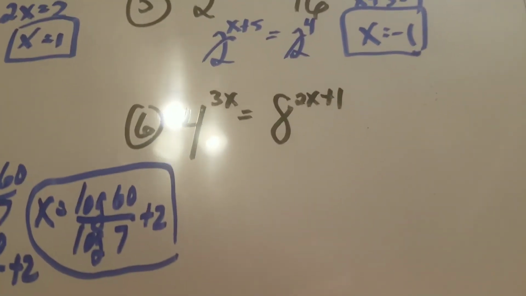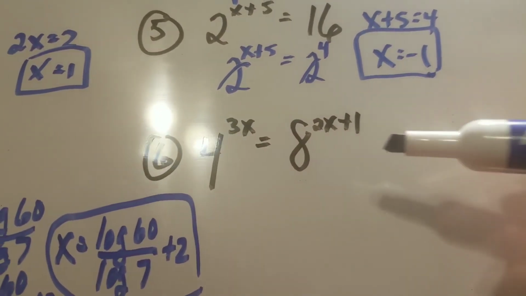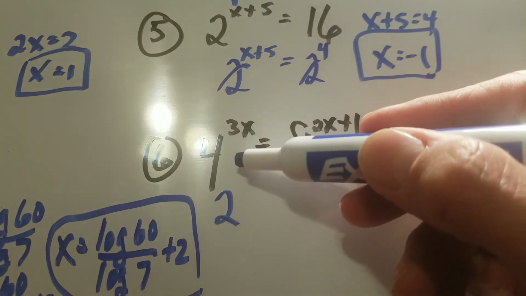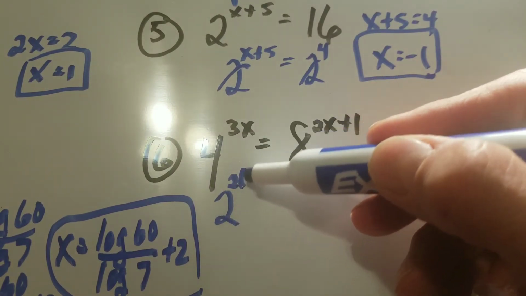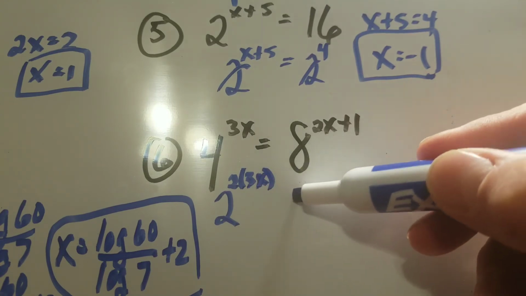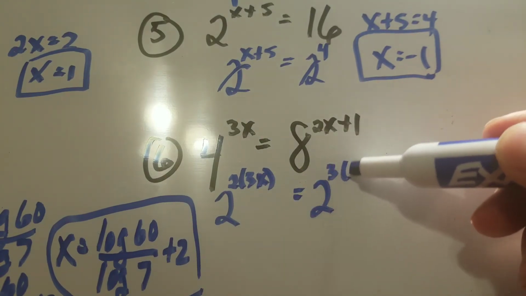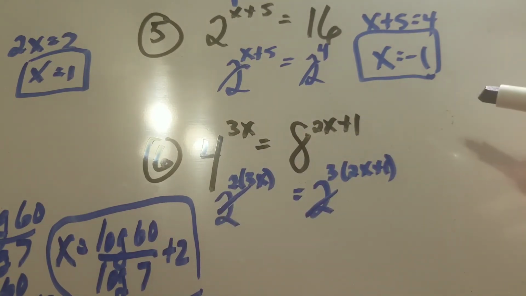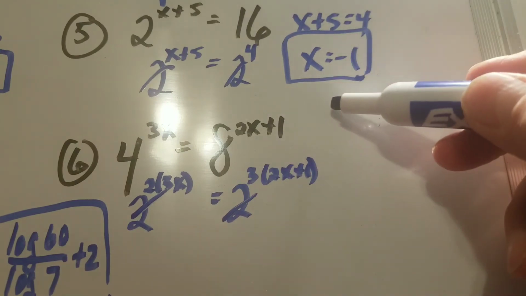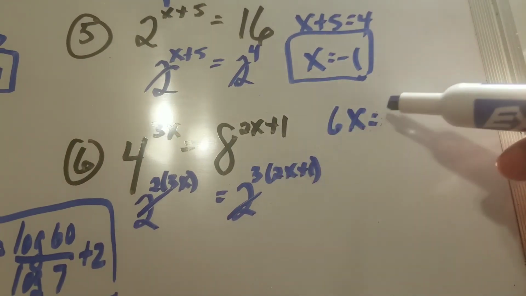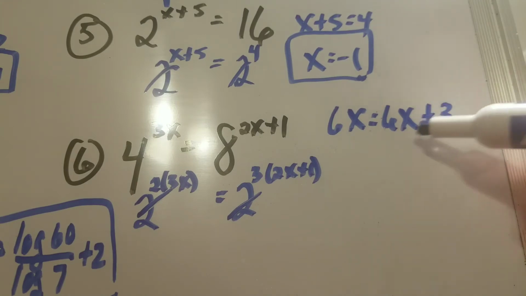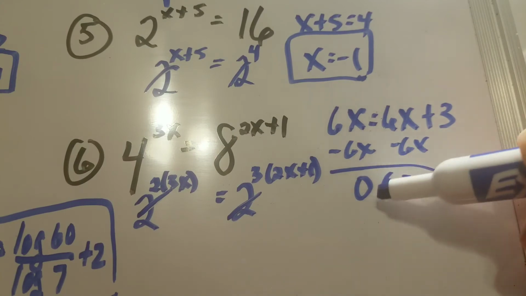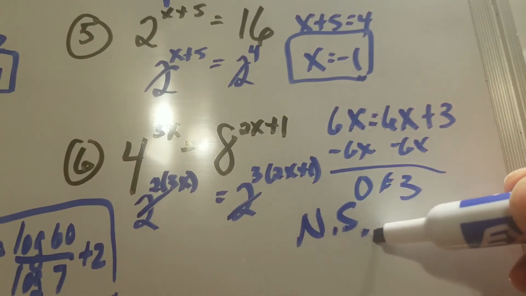Okay, moving down. Let's do it again. Except this time you can't do 4 to some power to get 8. You have to do 2. Okay, to the second power. And you got 3x. This is 2 to the third power. And you have 2x plus 1. Cancel the bases. Moving it over a little bit, you got 6x is equal to 6x plus 3. Subtract 6x from both sides. And you get 0 equals 3, and it does not, so there is no solution.